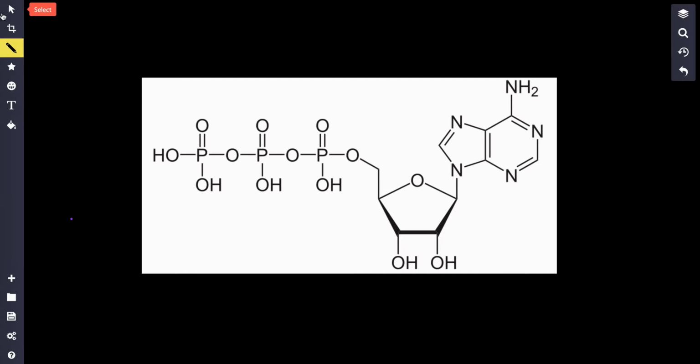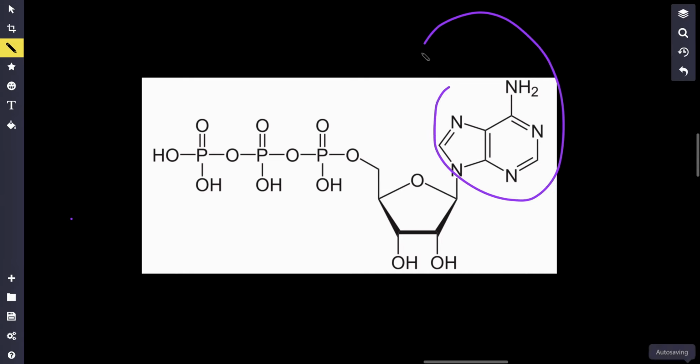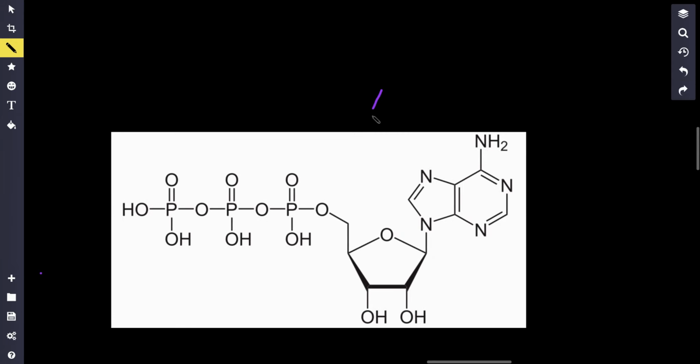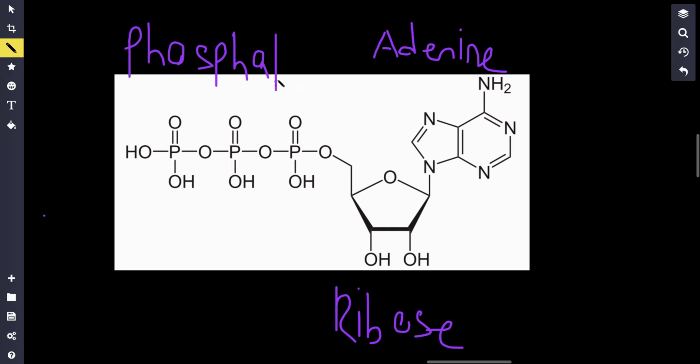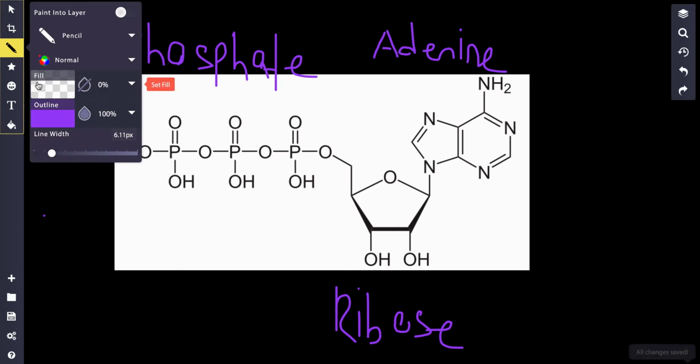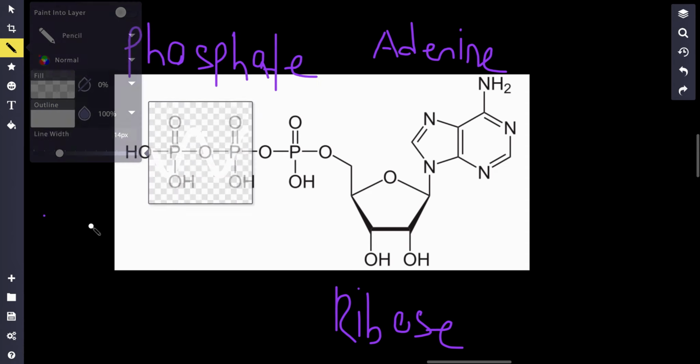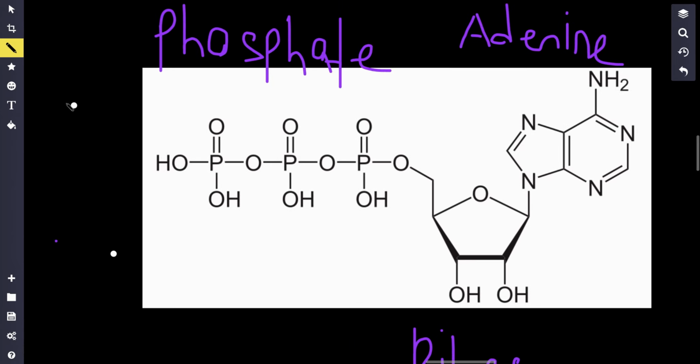So this is how ATP looks. You're going to have this group right over here, this group right over here, and this group right over here. This group is your adenine group. This group is your ribose group. And these, of course, are your phosphates, right? Those are your triphosphates, 1, 2, 3. Now, it turns out that at a pH of around 7, ATP is going to have a -4 charge, or a 4- charge.